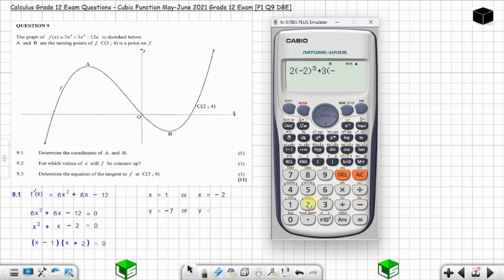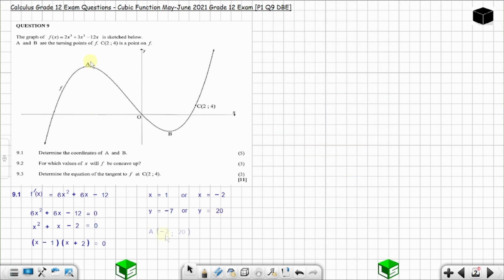x is negative 2 squared minus 12x. x is negative 2. y is equal to 20. When x is equal to negative 2, y is equal to 20. Okay, so now you can see, you can write it like this: negative 2 and 20.